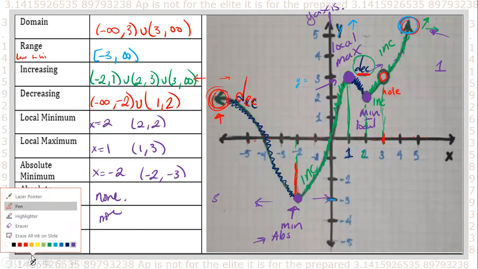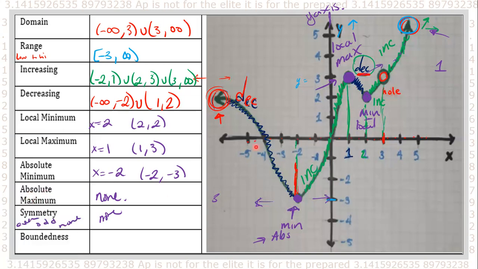Boundedness. Let me use my laser. Boundedness means that this function is pretty much restricted, right? Bounded, restricted to an extrema. So we're going to look at all our points: this absolute max, this local max and this local min.